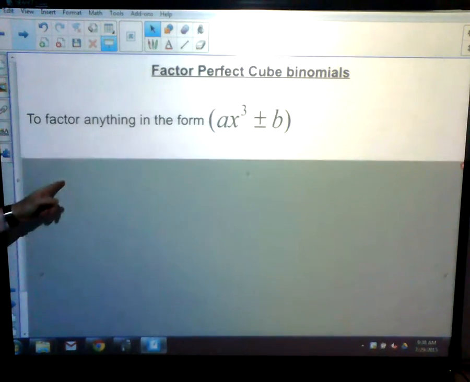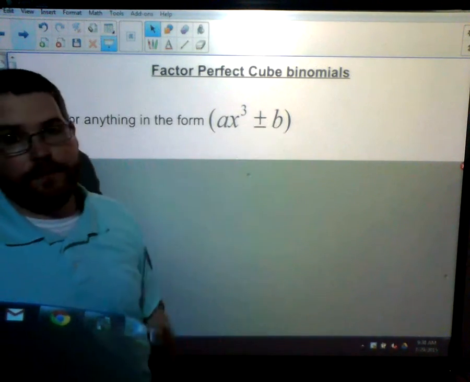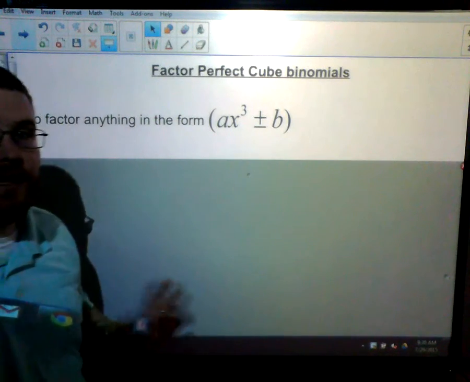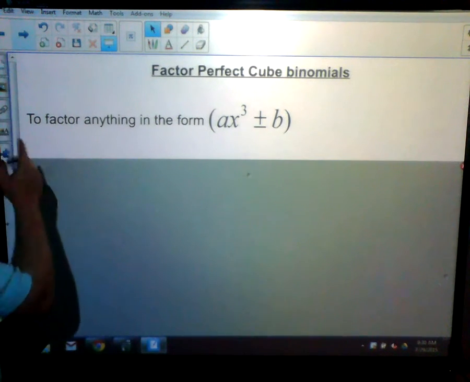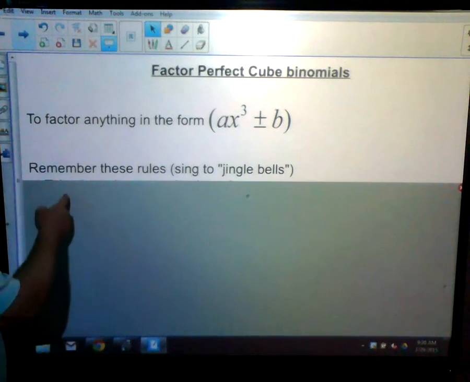This is for binomials that look like this, where you have a perfect cube and a perfect cube. Okay? And it doesn't matter whether it's plus or it's minus. I don't sing very well, but if you think about this as to the tune of Jingle Bells.